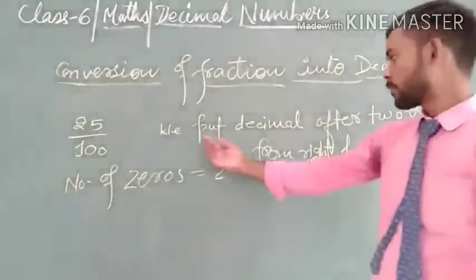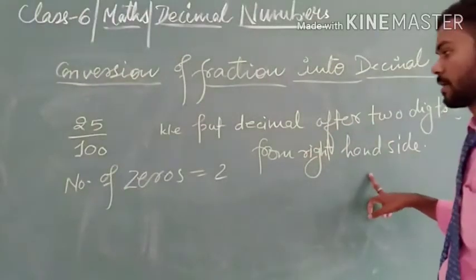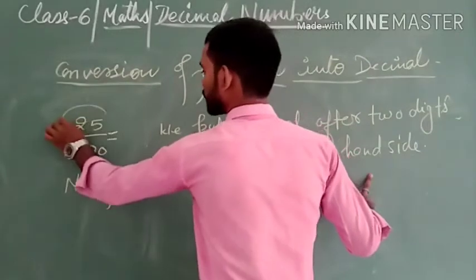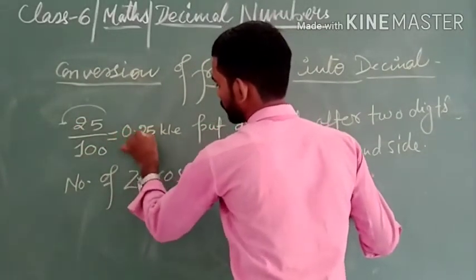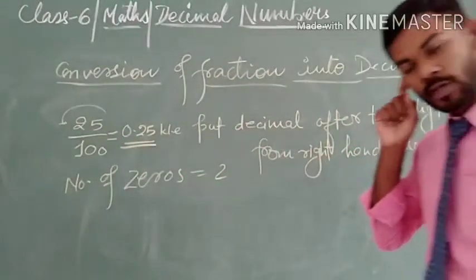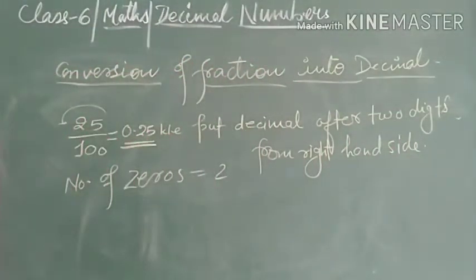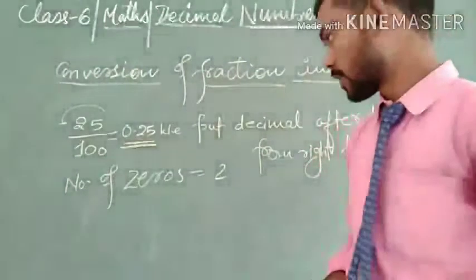Okay, we put decimal after 2 digits from right hand side, which means that we have to put the decimal after 2 digits from right hand side, and here we get 0.25. Okay students, I hope it is clear how we convert a fraction into decimal. Now let us see one more example.